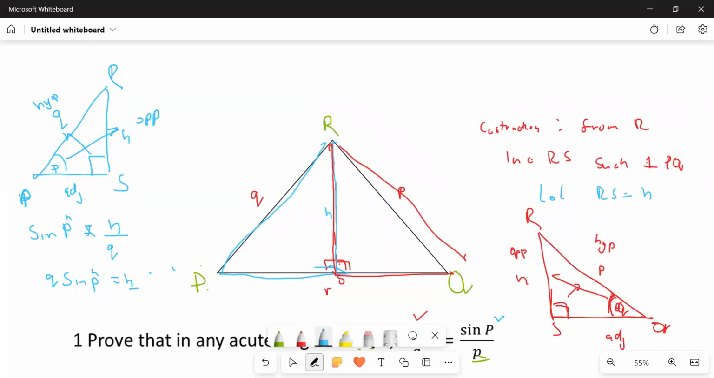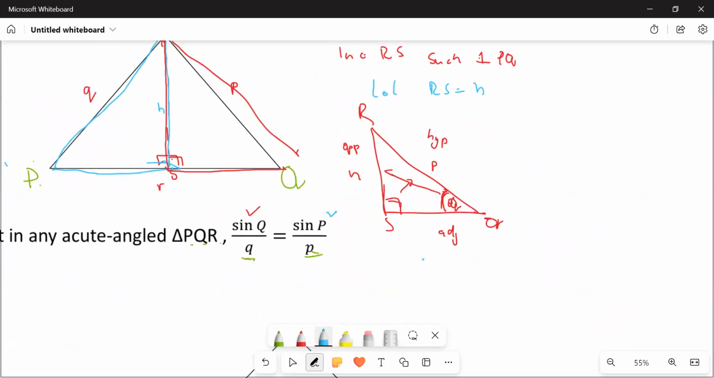So what did we do? We've written H as a trig ratio. We've just written the distance from here to here as Q sine of P. Are we still together?